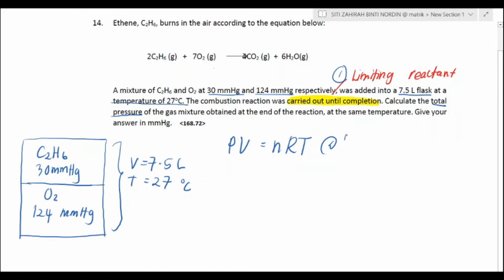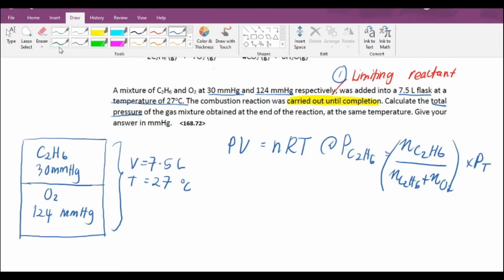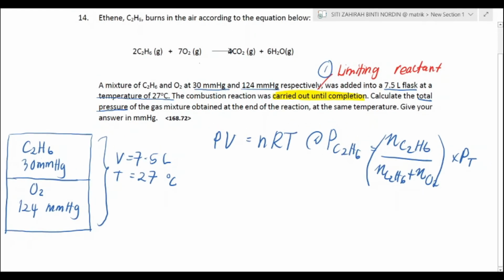The pressure of C2H6 is equal to the mole of C2H6 over mole of C2H6 plus mole of O2 times total pressure. So let's check which one would be easier for us to use to find the final answer. Okay, so if we want to find the total pressure, then volume already must be total. So your mole must be total and your temperature must be total as well. Again, I said that the question will only give you one temperature, so just use that one.